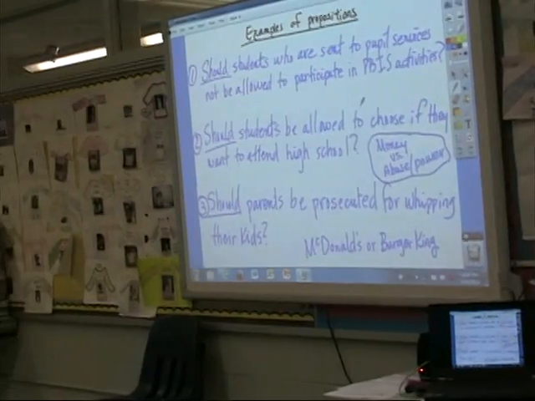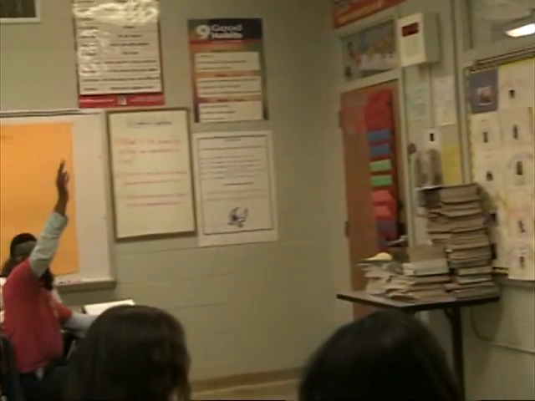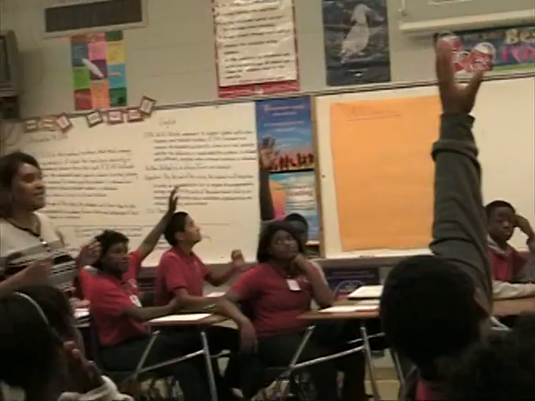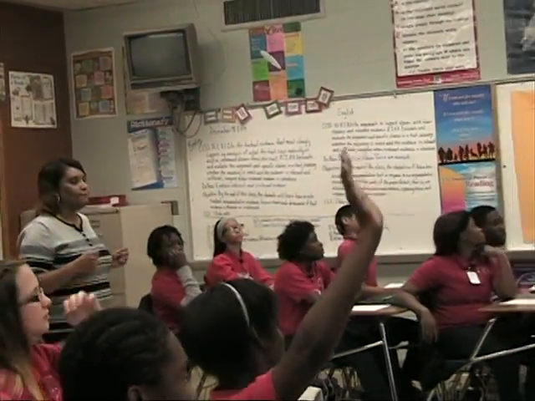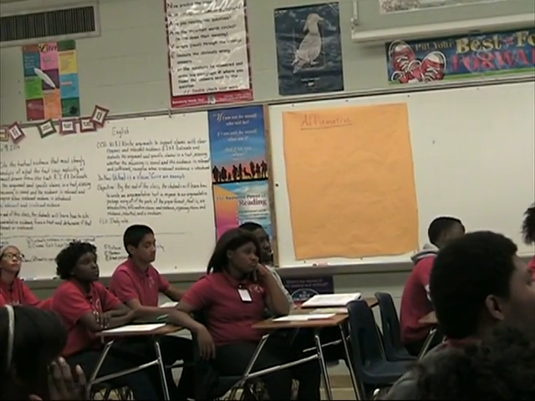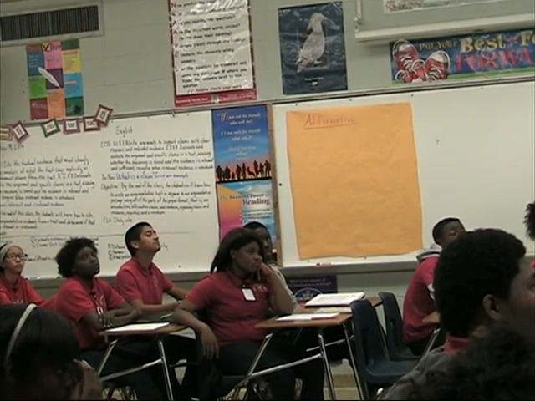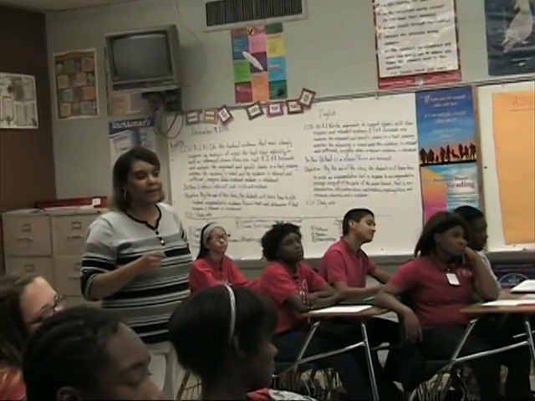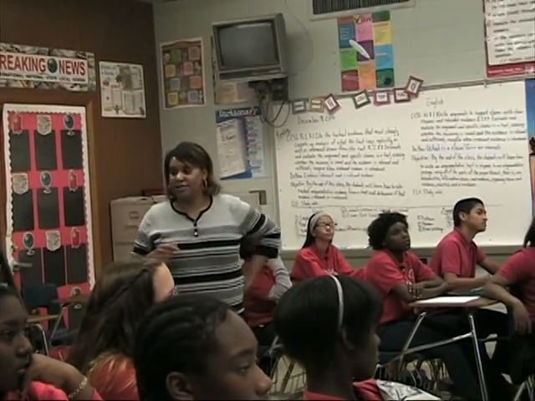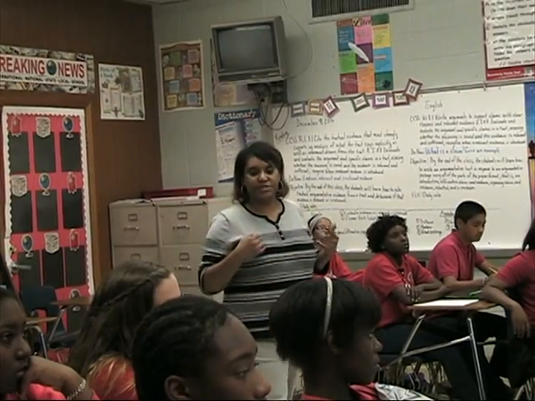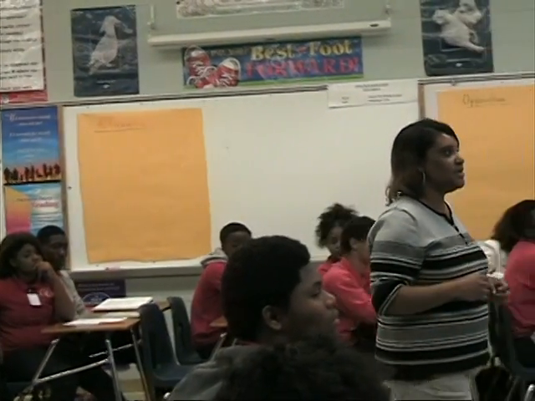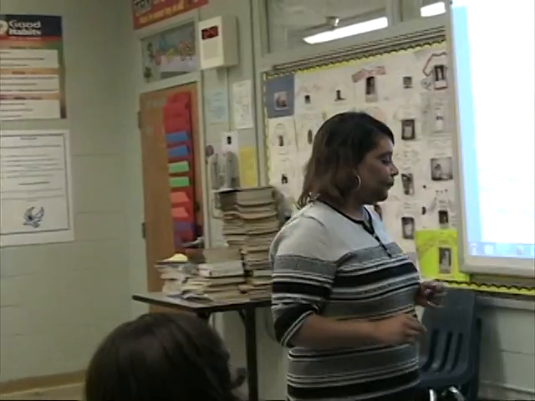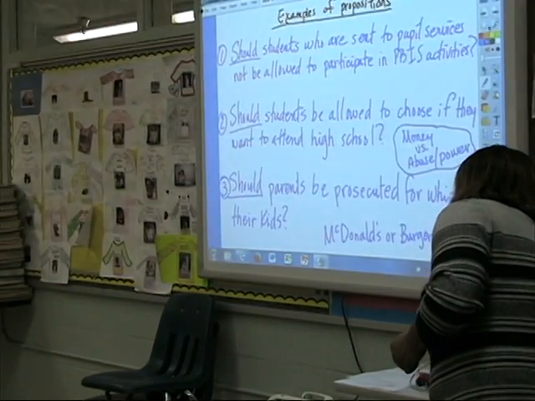If you wanted to take the opposition claim in this, how would you word it as an opposing claim for number 2? Dante? No, students should not be allowed to choose if they want to attend high school. Very good. No, students should not be allowed to choose if they want to attend high school. Now remember that because his claim was in the opposition, that means that he is against students being allowed to choose if they want to attend high school. Okay, let's see.